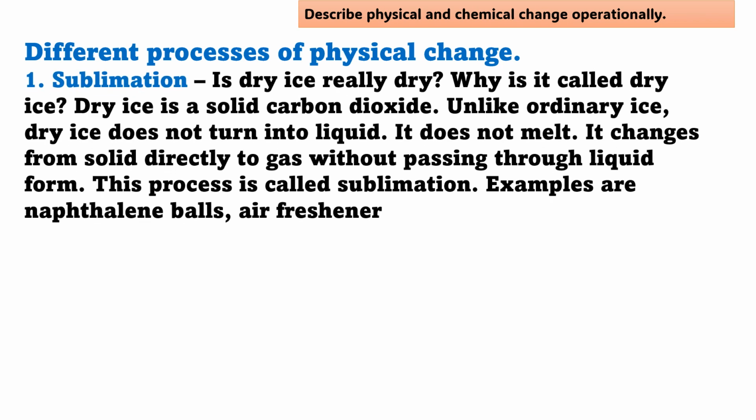Sublimation. Is dry ice really dry? Why is it called dry ice? Dry ice is solid carbon dioxide. Unlike ordinary ice, dry ice does not turn into liquid. It does not melt. It changes from solid directly to gas without passing through liquid form. This process is called sublimation. Examples are naphthalene balls and air freshener.